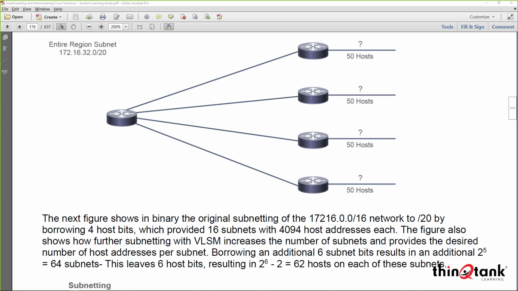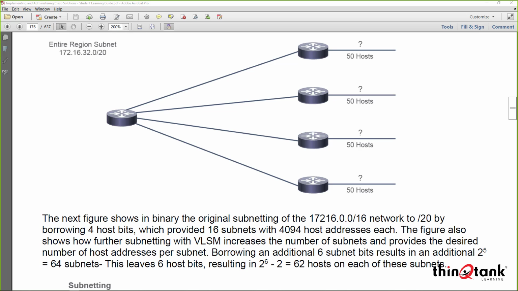172.16.0.0/16 network to /20 by borrowing 4 bits, which provides 16 subnets, which is true because we borrowed 4 bits. 2 to the power of 4 is 16, which also, by the way, leaves us 12 bits over for zeros, and 2 to the power of 12 is 4,096 minus 2 gives us 4,094 hosts per subnet. All right? But we should really borrow further so that we can increase the number of subnets and get closer to the desired number of hosts per subnet.